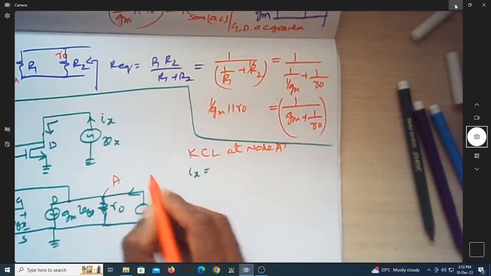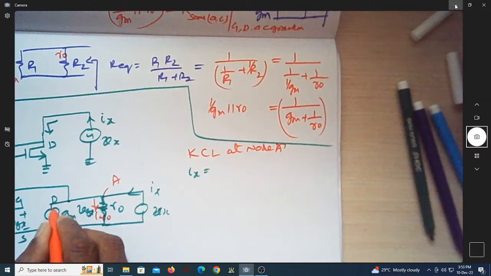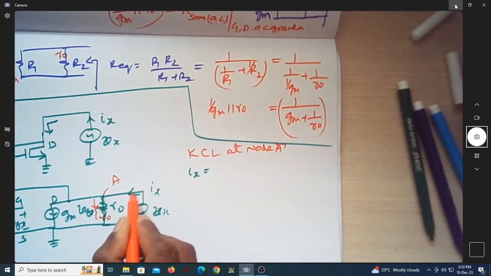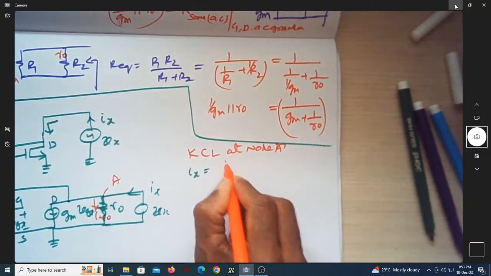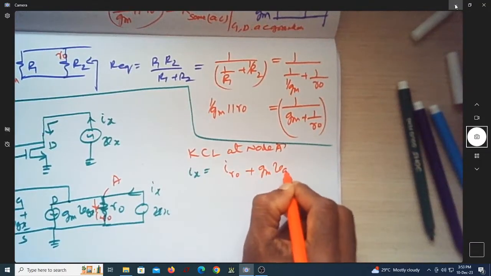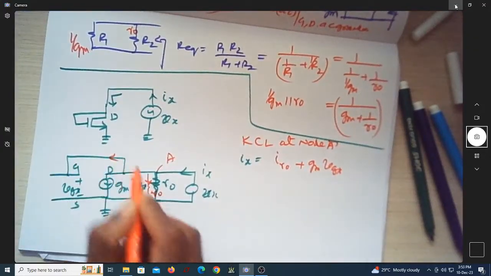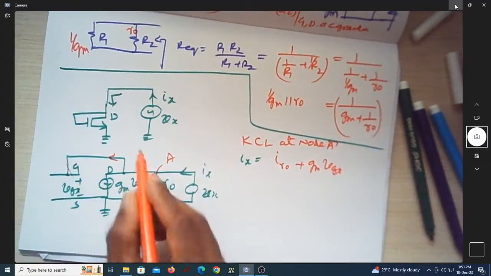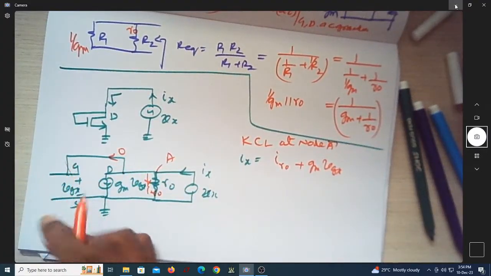One of the currents entering is Ix. Let us assume that this is one current which is leaving that node; let us name it as IR0. The other current is this. The incoming current to this node is Ix. The outgoing currents are IR0 plus gm into VGS. How about this current? Is any current going here? This current is actually 0, because this is open circuit.